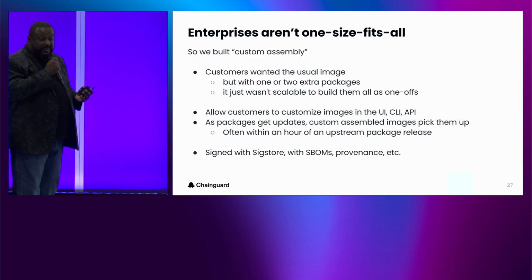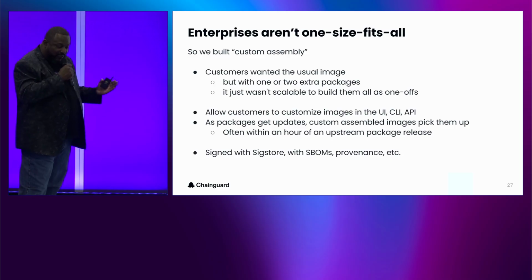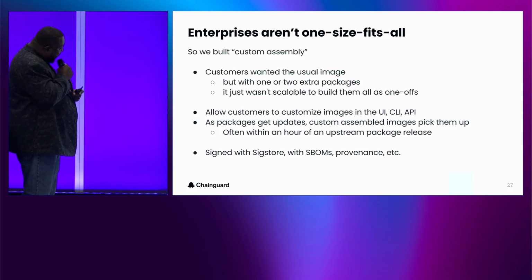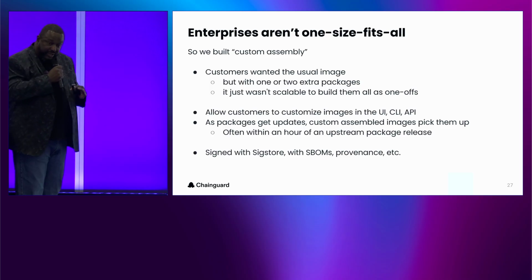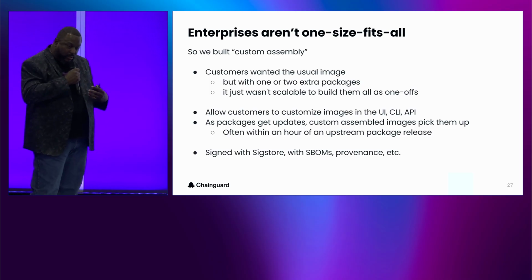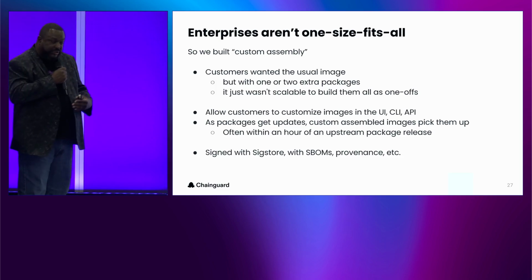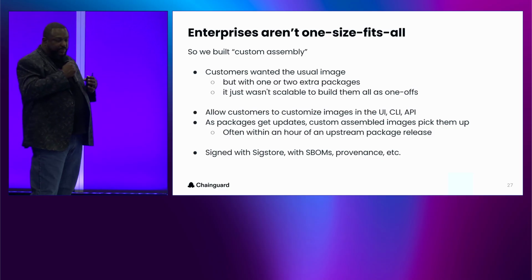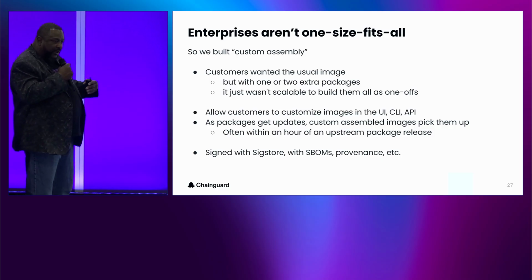And also, enterprises, commercials, or whomever you are, it's not one size fits all. So we built custom assembly. Custom assembly allows you to customize the golden images that we built and then make them your own. So you can add your own packages, create your own entry points. And what this does is this allows you to make our workflows fit within yours.